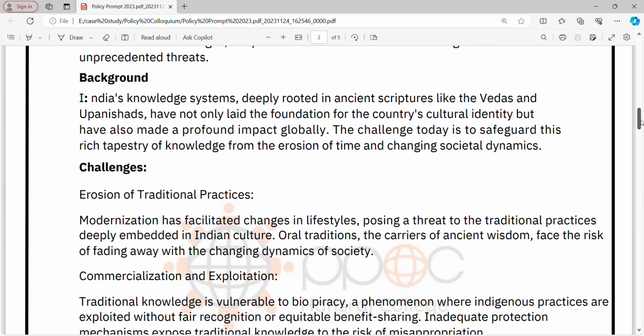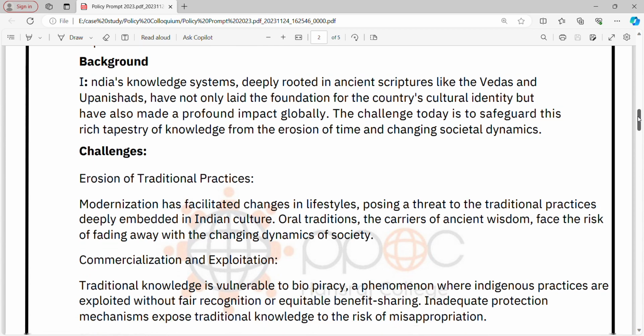So, background. India's knowledge systems, deeply rooted in ancient scriptures like the Vedas and Upanishads, have not only laid the foundation for the country's cultural identity, but have also made a profound impact globally. The challenge today is to safeguard this rich tapestry of knowledge from the erosion of time and changing societal dynamics.